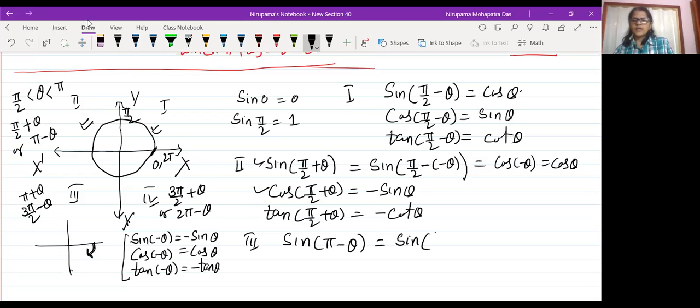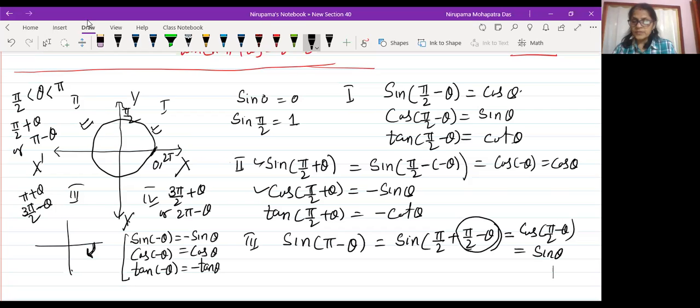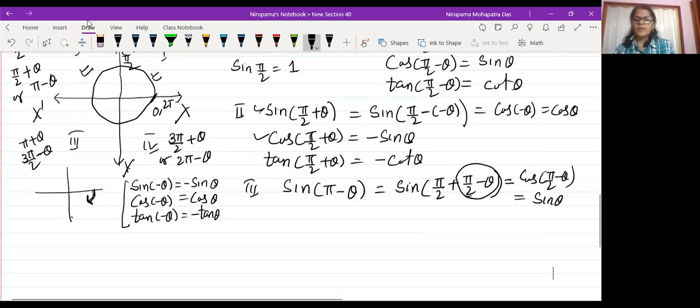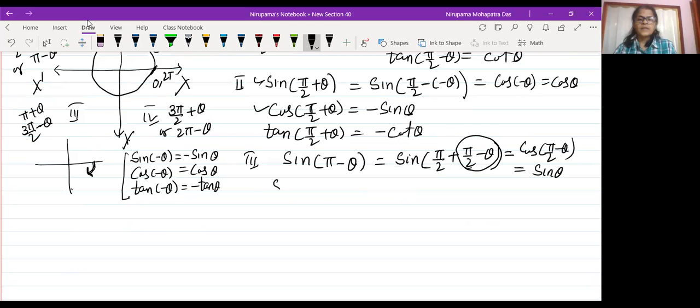Okay, now in the third case, if you take sin(pi - theta), we can write it like this: sin(pi/2 + (pi/2 - theta)). So basically, I am just telling you the explanation in brief. Using the second block of formula, sin(pi/2 + theta) is cos theta. So here cos(pi/2 - theta) means you are getting sin theta. So sin(pi - theta) equals sin theta.